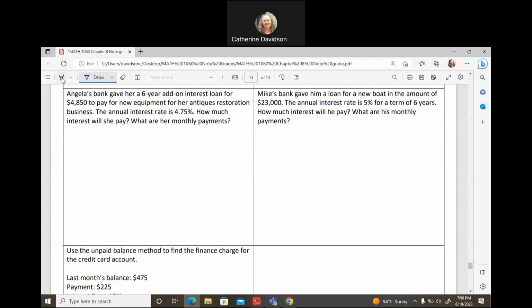Angela's bank gives her a 6-year add-on interest loan, again simple interest, for $48.50 to pay for new equipment for her antiques restoration business. The annual interest rate is 4.75%. How much interest will she pay and what are her monthly payments? We have 2 parts. So for this one, let's just figure out the interest. Our rate is 0.0475. That's going to be for 6 years.